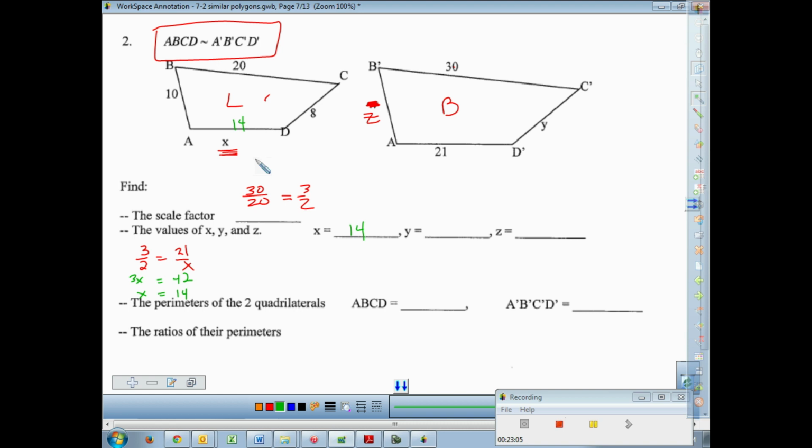Find y and z for me, por favor. If you pause the video and get that done, once you have found it correctly, answer the next question. Just find their perimeters.